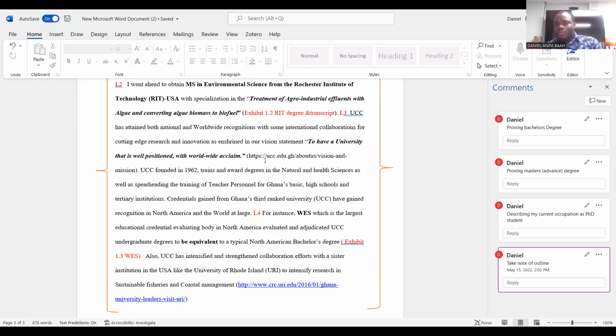Where you got your degree from is very important. You don't want the visa officer to think you got your degree from some degree mill university or some copy-and-paste non-existent school. So you want to talk good about your university, and that's what this applicant is doing. You say UCC has attained both national and worldwide recognition with some international collaborations with cutting-edge research and innovation, as they have enshrined in their mission statement.